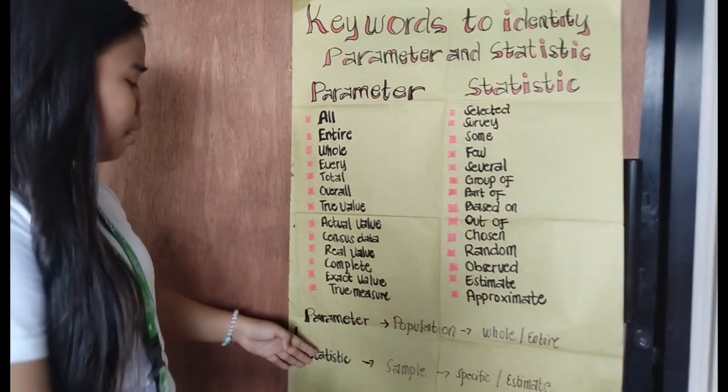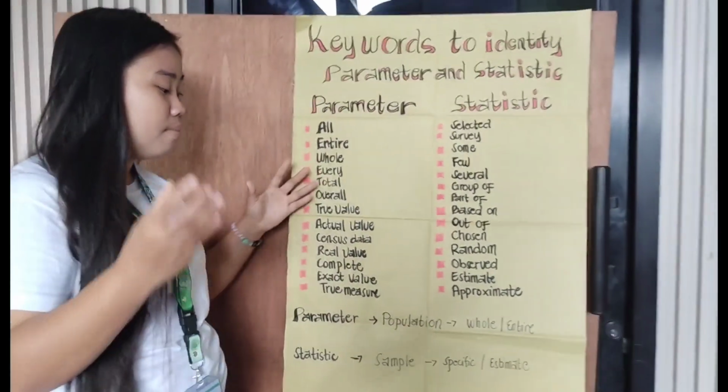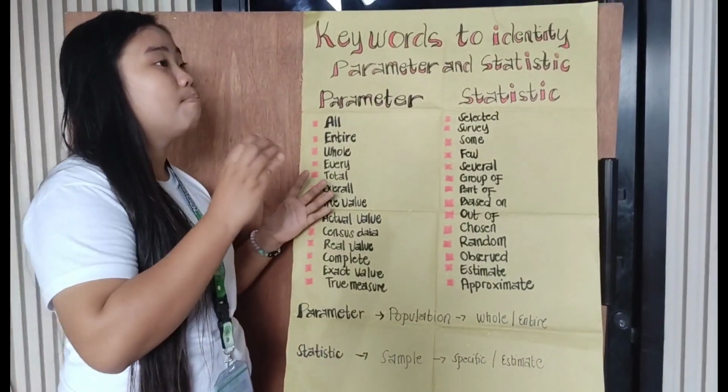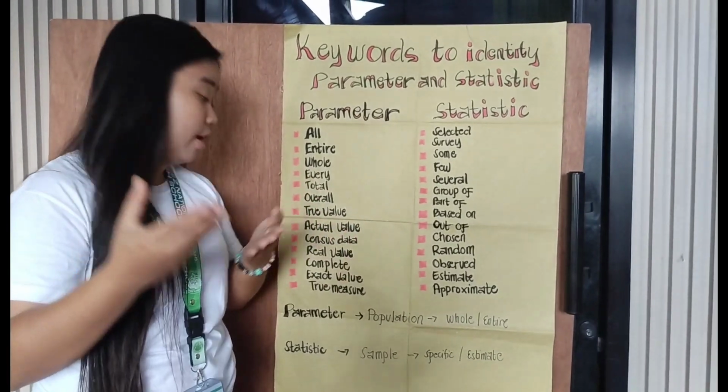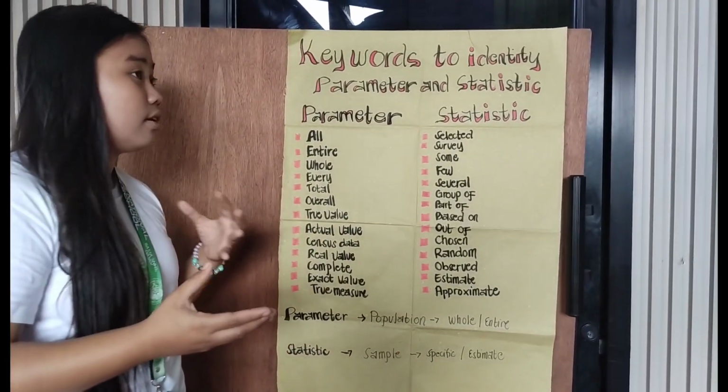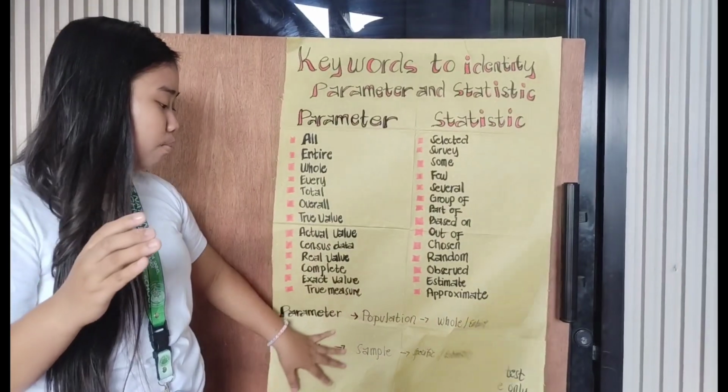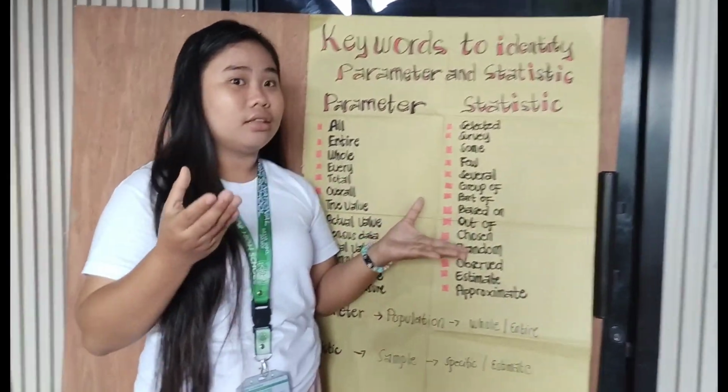So, the ultimate idea is that a parameter describes a population. Population means whole or entire. While a statistic describes a sample, or a sample is a specific estimate.